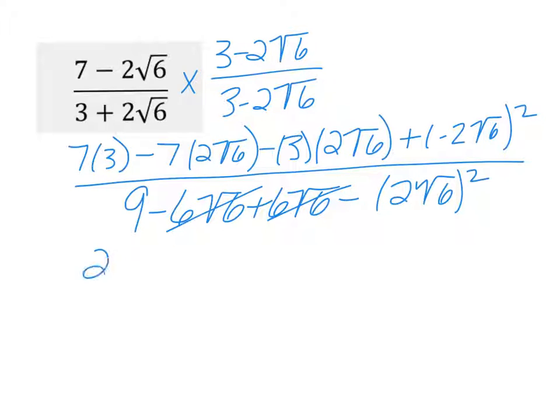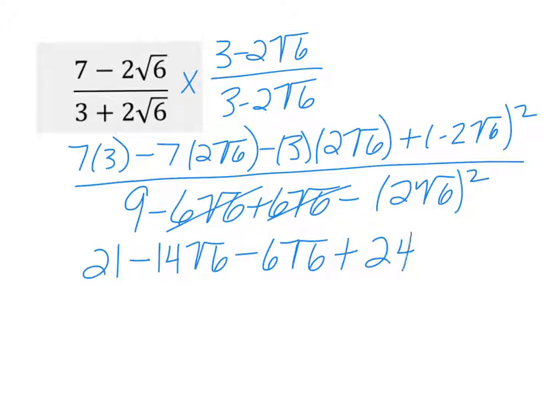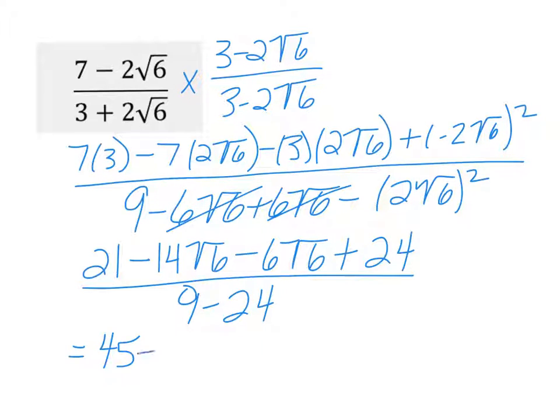So we're left with 21 minus 14 square root of 6 minus 6 multiplied by the square root of 6 plus 24 over 9 minus, and 2 times the square root of 6 squared would be 4 times 6, which would give us a negative 24. So in our numerator, we're going to have 45 minus 20 times the square root of 6, over 9 minus 24, which is negative 15.